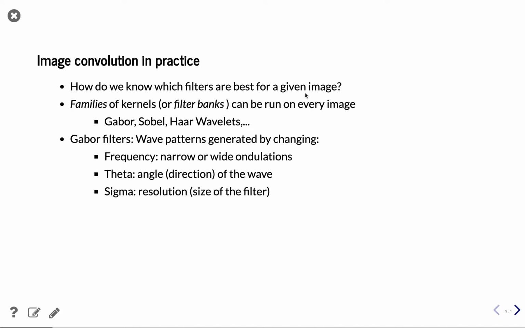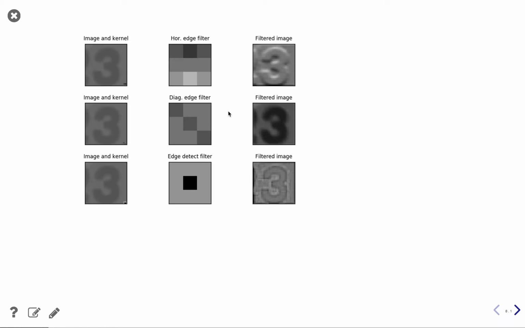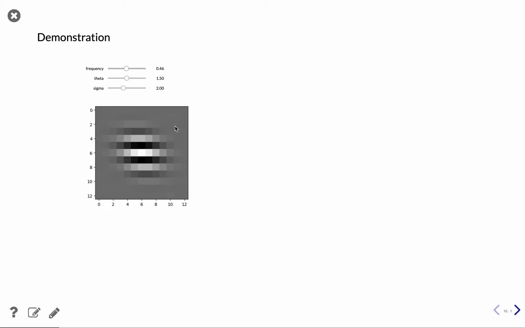Now the question, of course, is which filters should you use for your specific problem? And to get around that, you can use a family of kernels or a filter bank, like maybe 60 or maybe 100 of these filters, and run them over your image. Many of these families have been defined, like Gabor filters or Haar wavelets. And one example, for instance, are Gabor filters, which is kind of a wave pattern, looks like this.